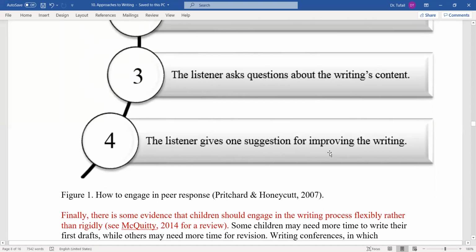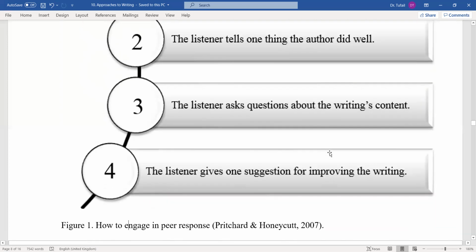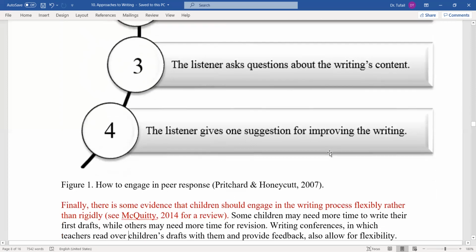There is also no clear instruction for students on how to give feedback to partners or other students. So it is said that there should be clear ways and instructions for students on how to give feedback. In feedback, you appreciate the other person, ask them to read, then ask questions, and then give one suggestion for improvement. This should be the model.